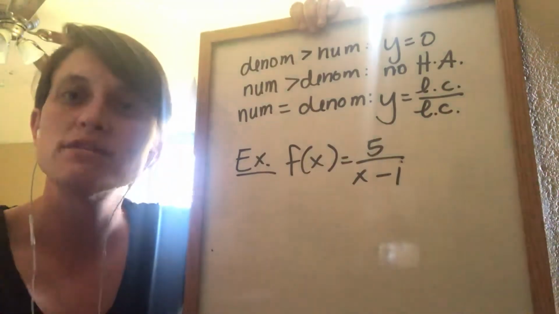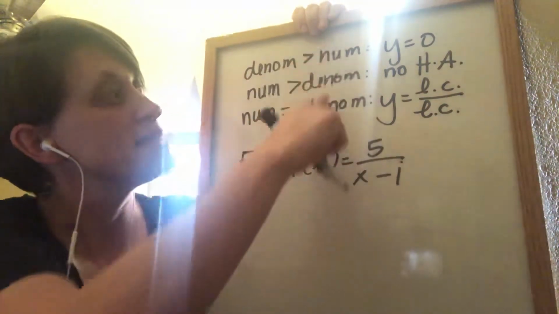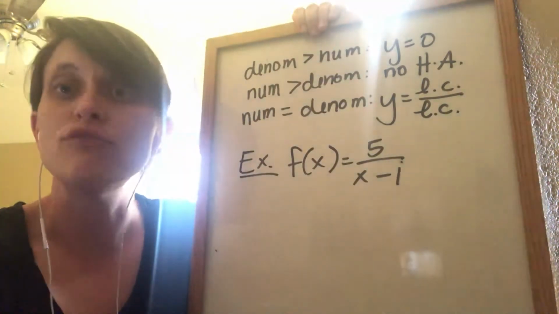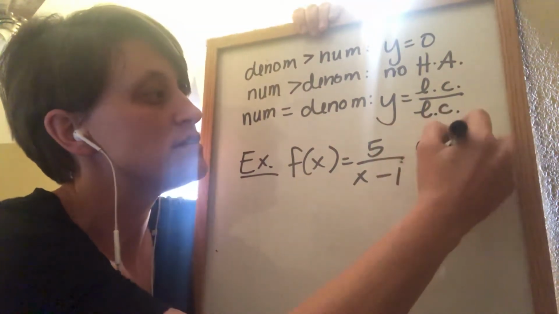We want to find the horizontal asymptote of that function. Well, we know horizontal asymptotes have everything to do with the degree of the numerator and denominator. So let's identify those first.